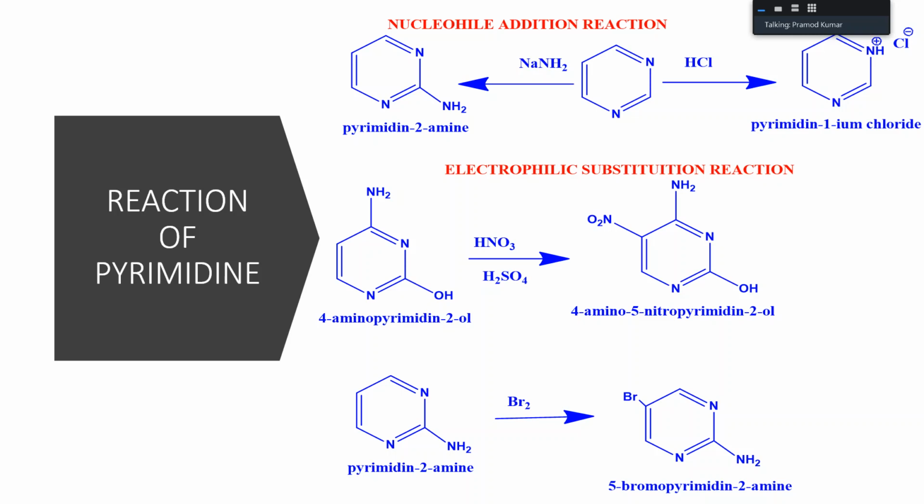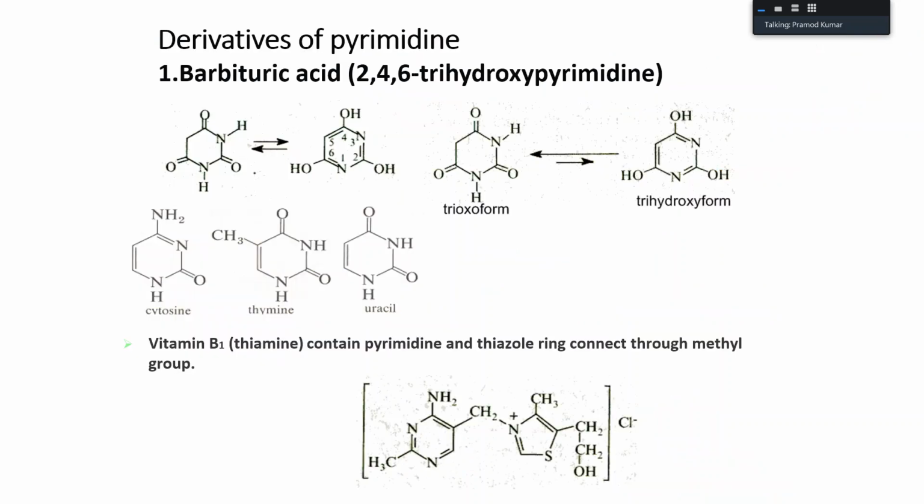In pyrimidine, nucleophilic substitution, the 2nd, 4th and 6th, all the positions might undergo it. Your electrophilic substitution takes place only at the 5th position. If there are electron donating group substitutions at the 2, 4 position, then it will undergo electrophilic substitution reaction at the 5th position. So these things have to be remembered in case of your pyrimidine.